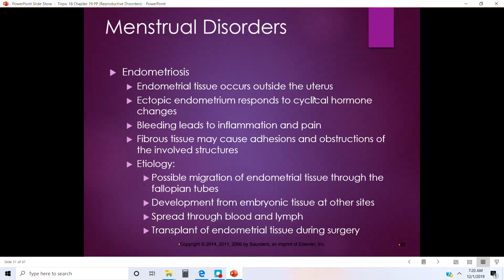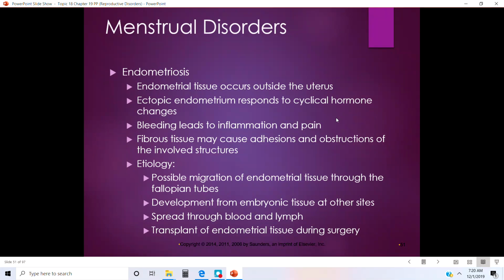So the bleeding is going to lead to inflammation and pain, and then over time that bleeding in areas that shouldn't be having blood in it will develop fibrous tissue like scar tissue, and that's going to cause adhesions and obstructions of different structures that are in the area. Okay, so that's the pathology, right? We have endometrial tissue where it should not be.